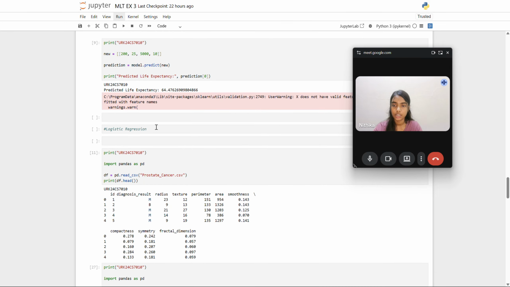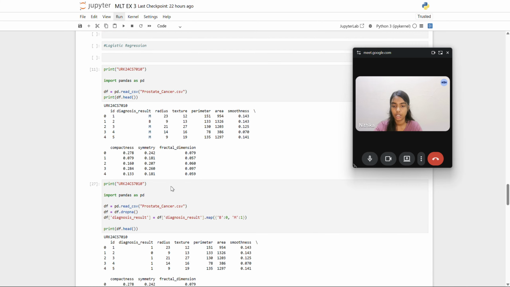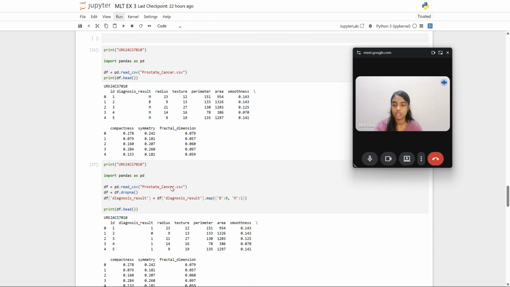Now we move into logistic regression. Here, the prostate_cancer CSV dataset is used, and this head is used to represent the first five records of the dataset.